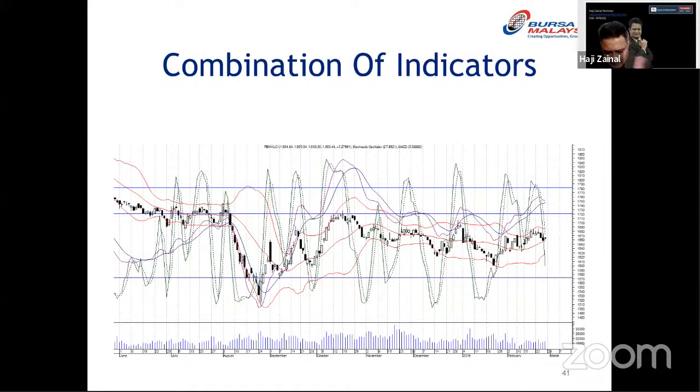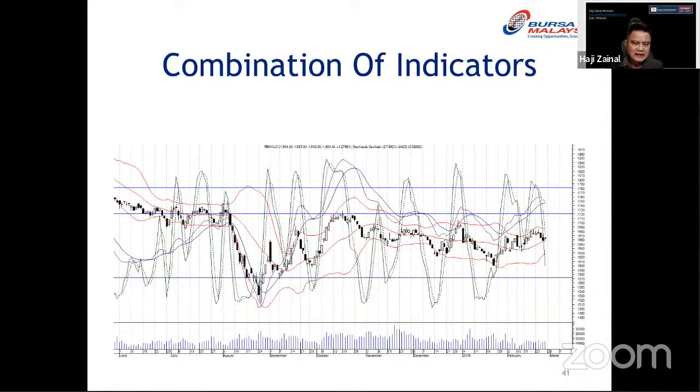I repeat again, this is very important. One, you want to see the volatility, so we look at the Bollinger Band: whether it is overextended, in contraction, or expanding. When it expands, it means there is volatility. And then we want to know the trend. How do you know the trend?